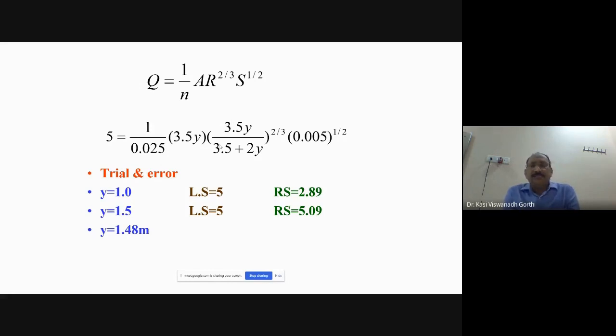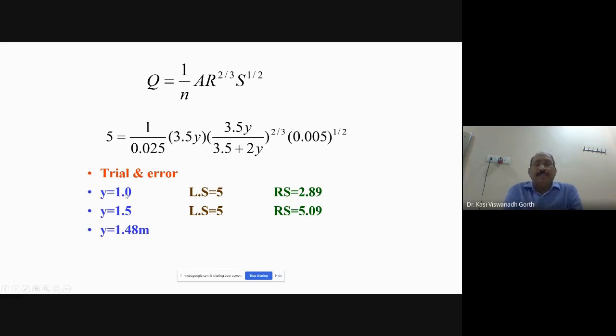Third point, which is very important, is in the trial and error, what is the initial guess that you are making is very important. In this particular problem, I assumed the initial value of y to be equal to 1. Then I got 5 and 2.89, coming to around 3, 5 and 3. So I thought that it should be a little more to reach this 5. So immediately I got for 1.5. So your initial guess is very, very important.